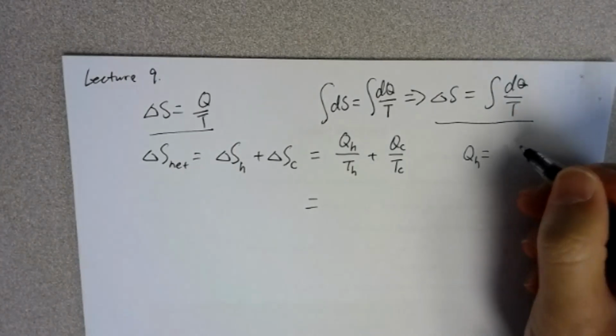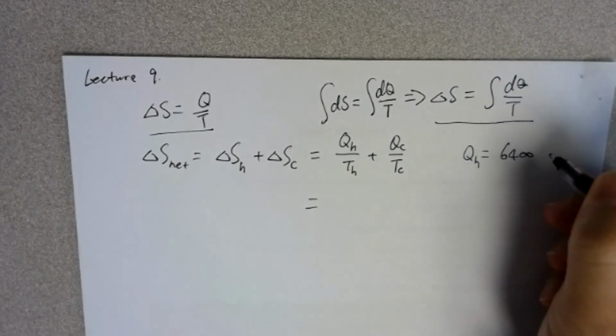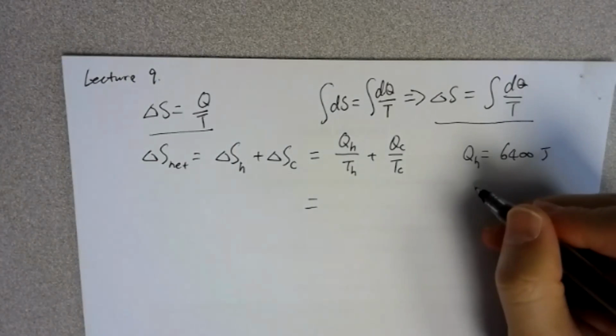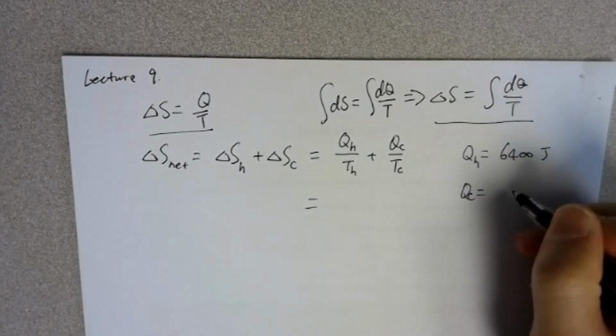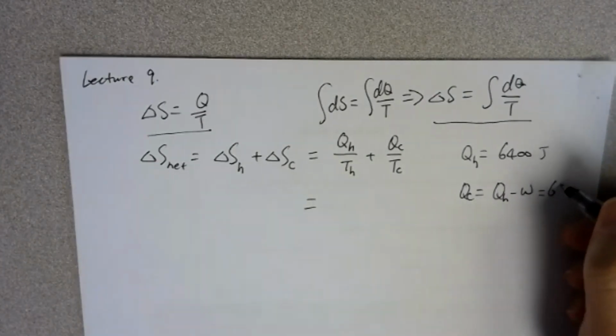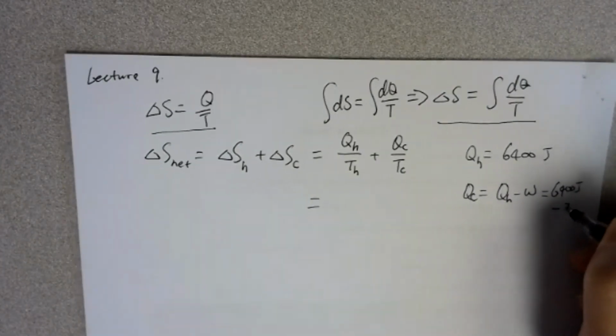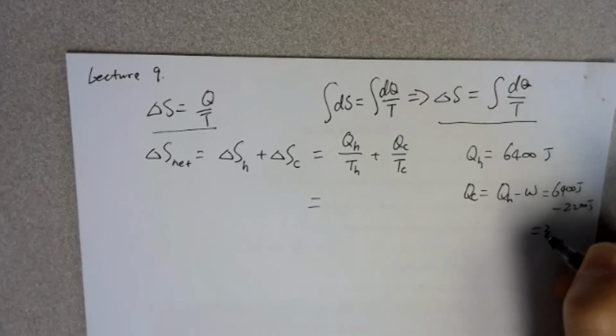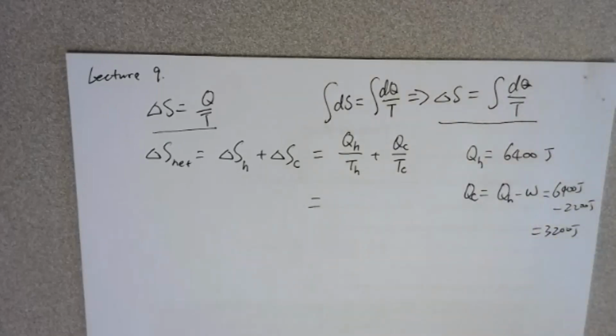So for the hot reservoir, 6400 joules, okay? For the Q of C, you can calculate easily Q_H minus W. So it gives you W, so 6400 minus 2200 joules. So we end up with 4200 joules, okay?